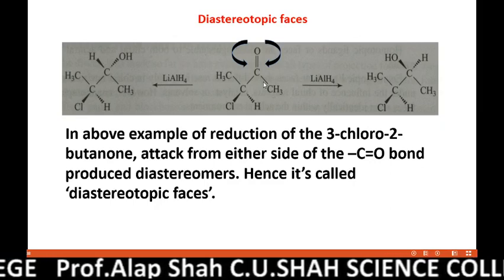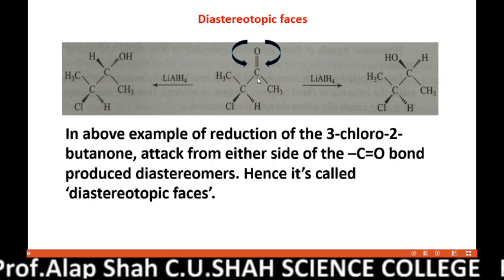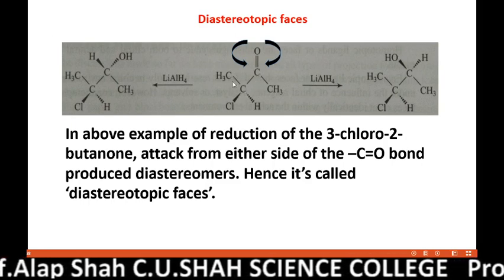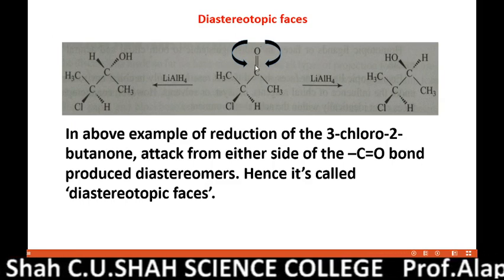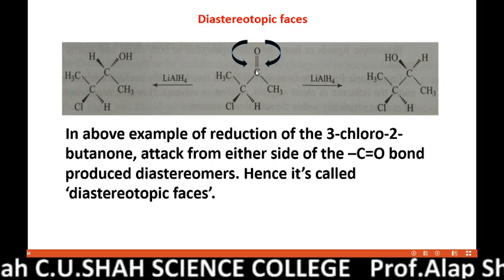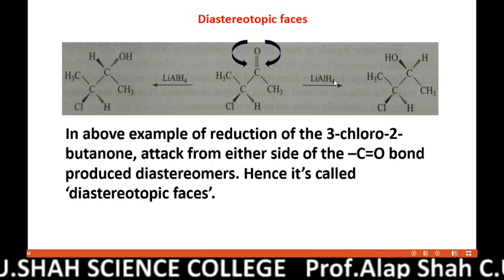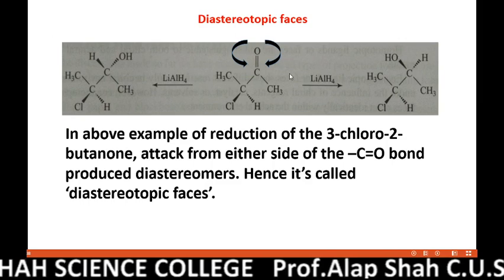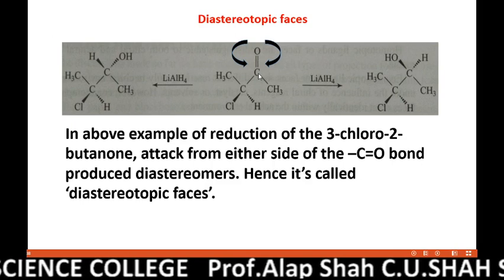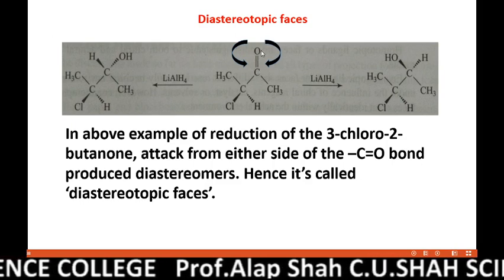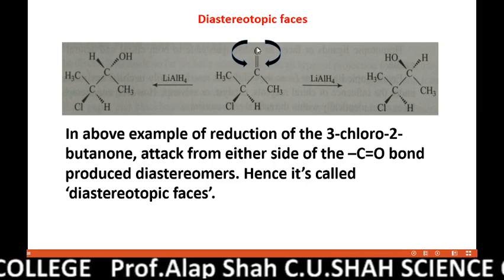You can see that in this example of 3-chloro-2-butanone, the neighboring carbon of the carbonyl group is an asymmetric or chiral carbon. So in such a compound, this carbonyl bond or face becomes diastereotopic. If we add lithium aluminum hydride, which is a reducing agent, addition of H2 would occur to the double bond. One H would attach to this carbon, another H to this O, the double bond turns into a single bond, so this becomes OH.